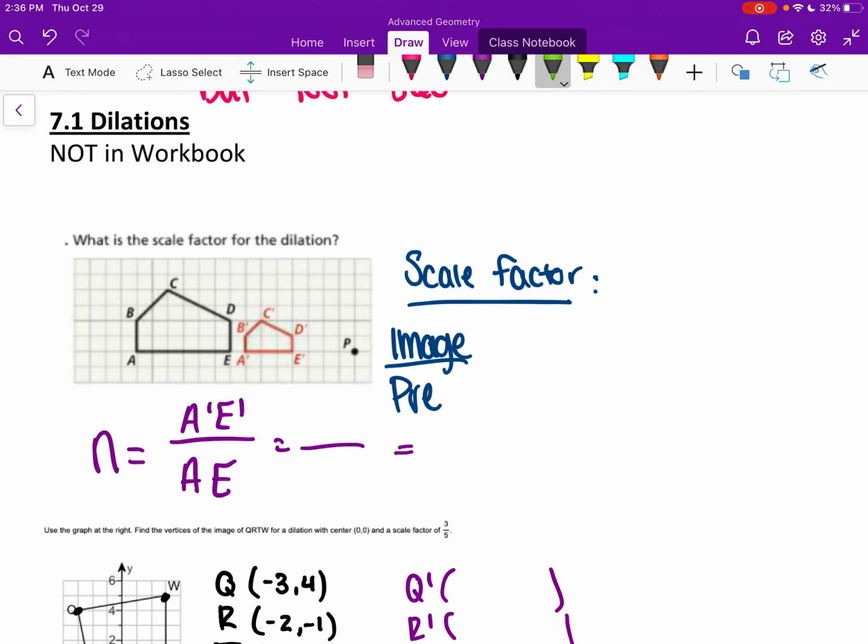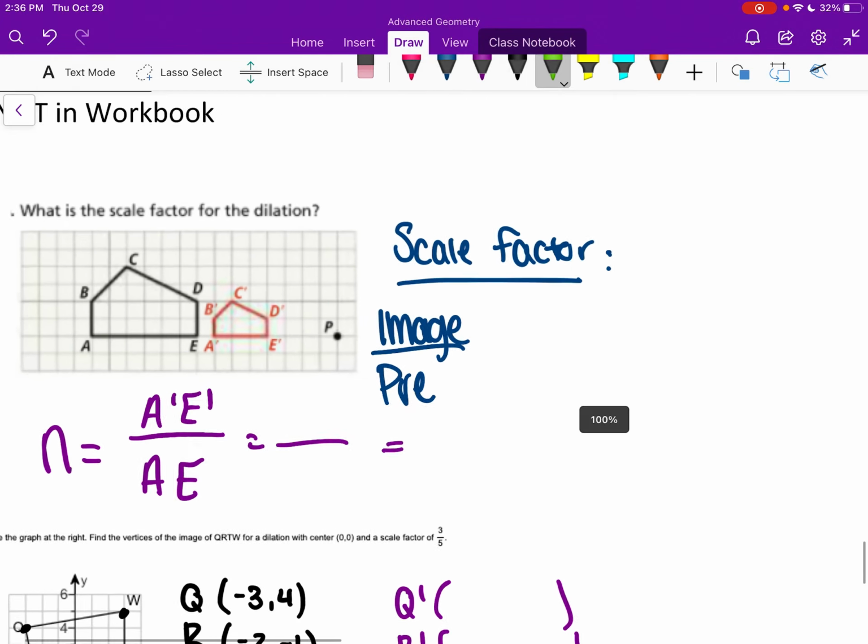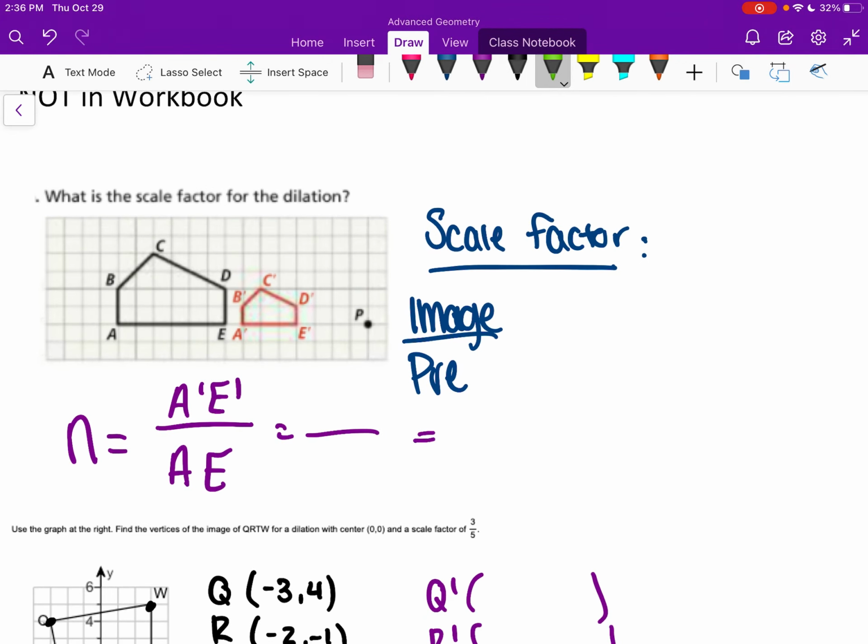So in this example, let's find our scale factor. The length of our image from A prime to E prime is 1, 2, 3. The length of our pre-image from A to E is 1, 2, 3, 4, 5, 6. 6. So that scale factor is going to be 1/2. We can check that this had a unit of 2. This one is a unit of 1. So yes, it was a reduction by 1/2.